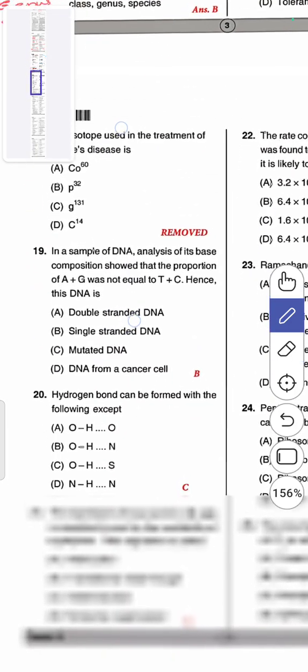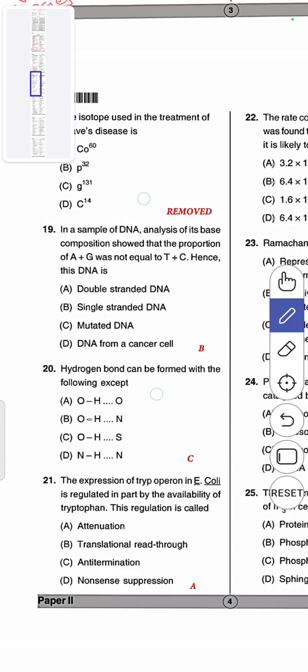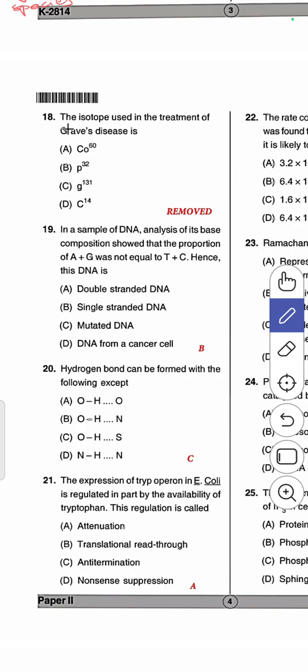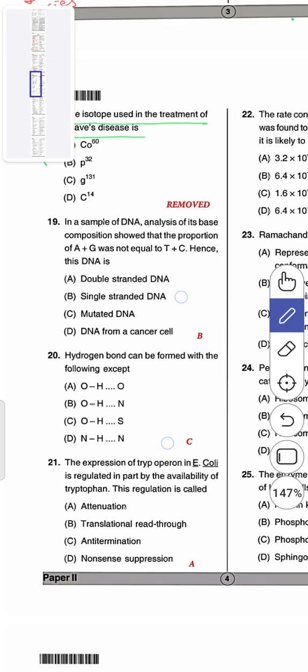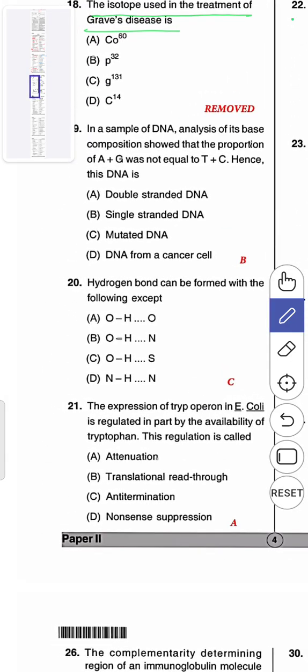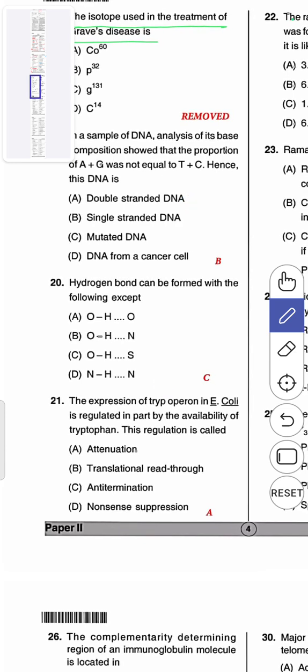Then next question. Next question, 18th one. The isotope used in the treatment of Graves' disease is... So consider this as Graves, or if you want, you can study more regarding the same question.